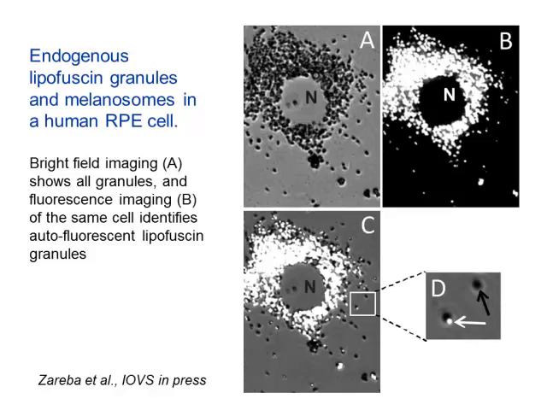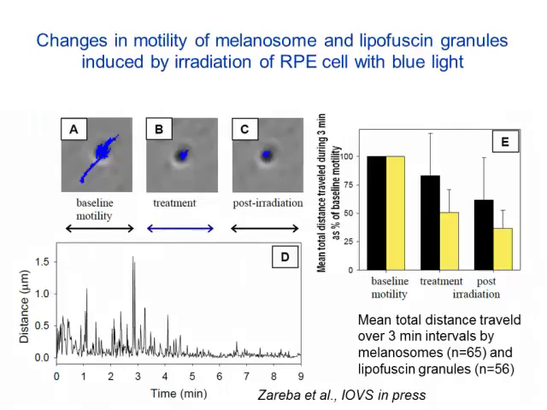Anyway, these are endogenous lipofuscin granules. You can see this fluorescence picture. This is a contrast. So if you overlay, you can observe actually melanosomes and a single granule of this lipofuscin, and let's see what happens. So here is baseline motility. It's shown by this blue line. This is during treatment and post-irradiation. You see that obviously there is a significant slowing down of this motility.